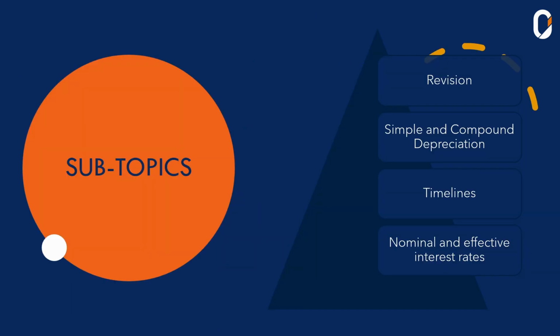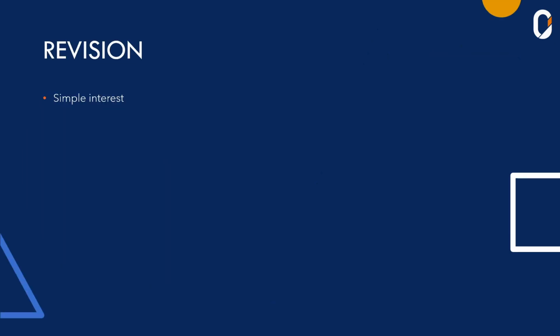In today's grade 11 mathematics lesson, we are going to be looking at finance, growth and decay. We'll begin with a quick revision of simple and compound interest, then we'll move on to simple and compound depreciation. After that, we'll look at timelines, especially when the interest rates change during an investment period. And finally, we'll look at nominal and effective interest rates. Let's get started. Simple interest.